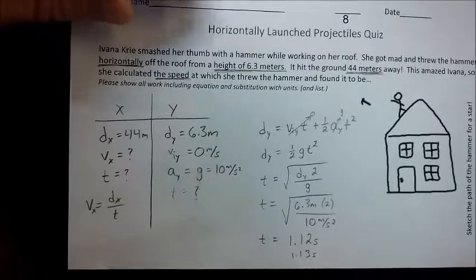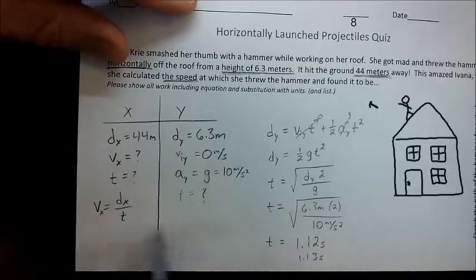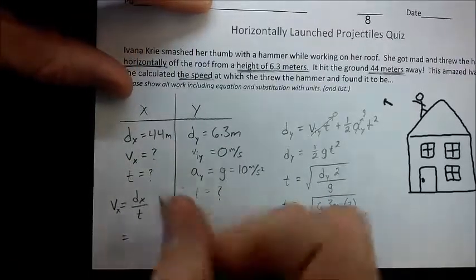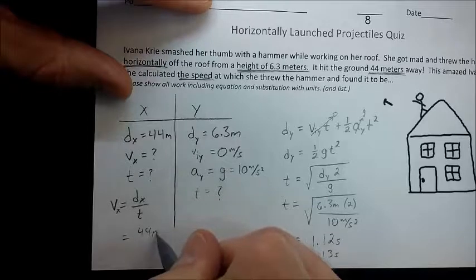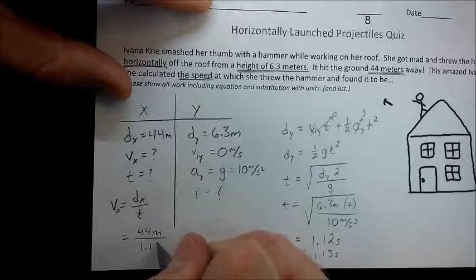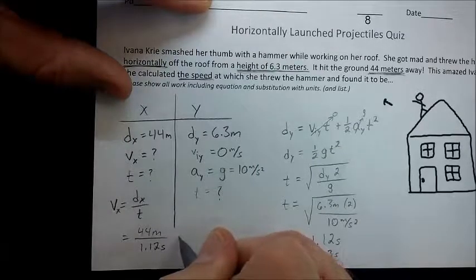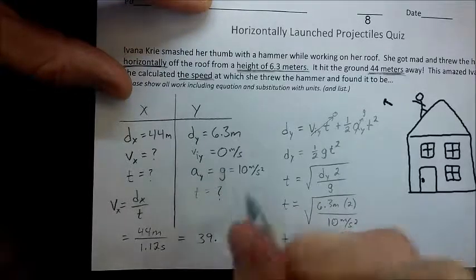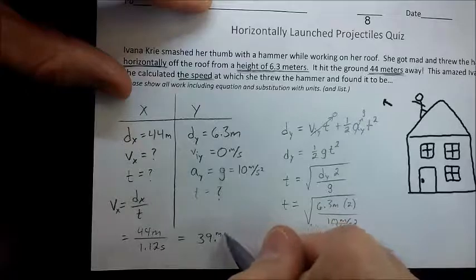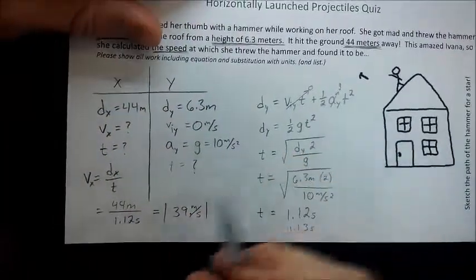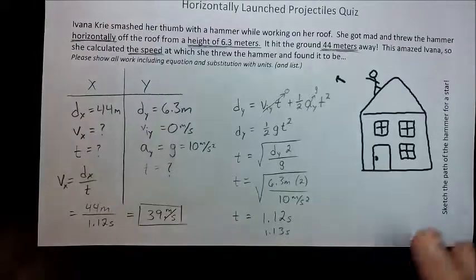Okay, so now we have a time that it's in the air, and we can use this time over here because there's no difference between the time for vertical and horizontal. So let's just substitute that in. 44 for our horizontal distance, and then the time, I'm going to go with the 1.12 because that was the first one I had. And that works out to be, I think, 39 and a whole bunch of change. So I'll leave that off and we'll just call it 39, because we've got 2 sig figs there, so my answer should be 2 sig figs. So I end up with 39 meters per second as the launch speed.